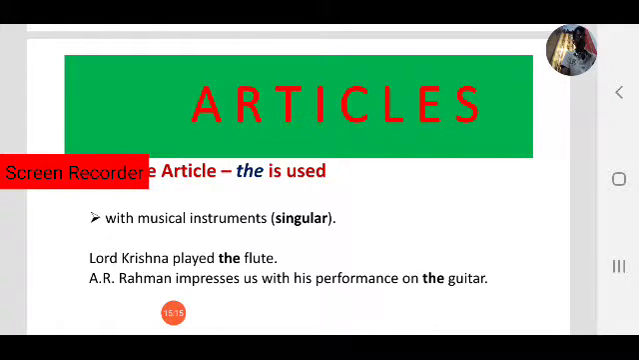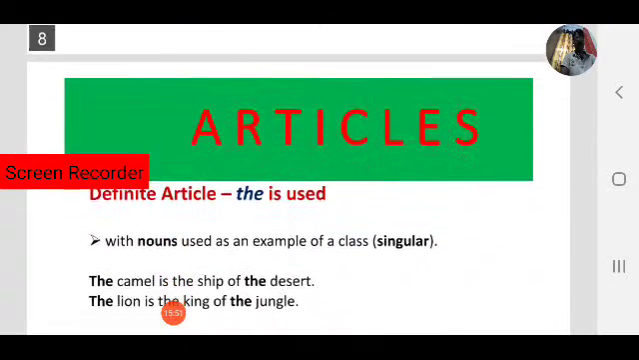Because flute is a musical instrument, that is singular. So before musical instruments we have to use the. This is the rule. Note it down. Another one: A.R. Rahman impressed us with his performance on the guitar. On the guitar. Guitar is also a musical instrument, so it is a singular noun. So before musical instruments we use the. Note it down.